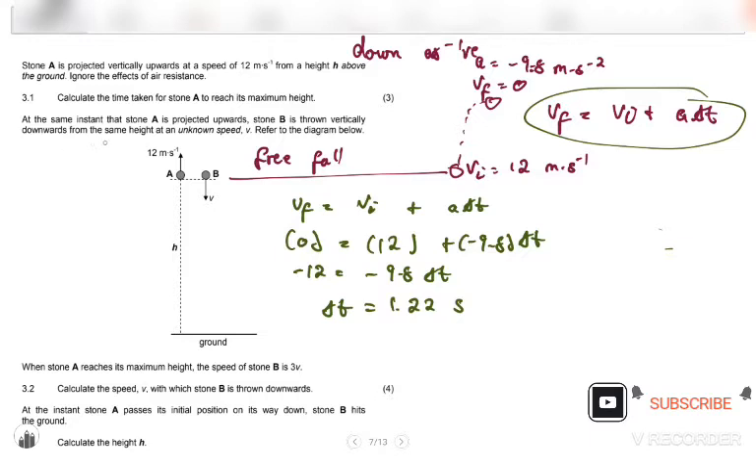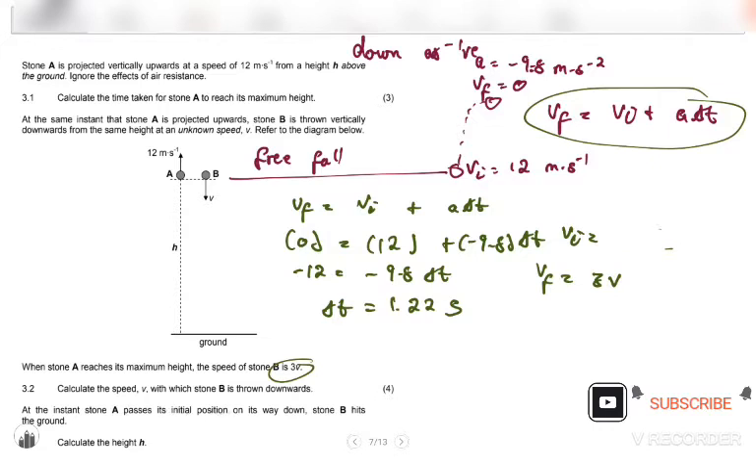And then it says at the same instant that stone A is projected upwards, stone B is thrown vertically downwards from the same height at an unknown speed V, referring to the diagram. You can see when stone A is thrown upwards, stone B is projected downwards. When stone A reaches its maximum height, the speed of stone B is 3V. In other words, they want to tell you that when stone A travels for 1.22 seconds, stone B reaches a velocity final of 3V, while its velocity initial is V. So calculate the speed V with which stone B is thrown downwards.